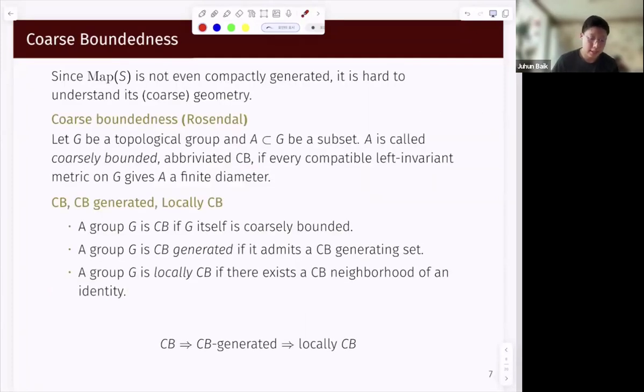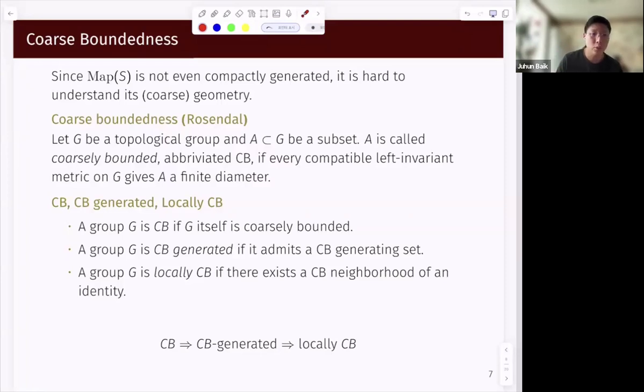So as I just pointed out, the mapping class group of an infinite type surface is not even compactly generated, so it is hard to understand its coarse geometry. Thanks to Rosendal, he proposed coarse boundedness. If you have a Polish group, actually this is not just a topological group but it has to be a Polish group, and A is a subset of G, then A is called coarsely bounded, abbreviated CB, if every compatible left invariant metric on G gives A a finite diameter.